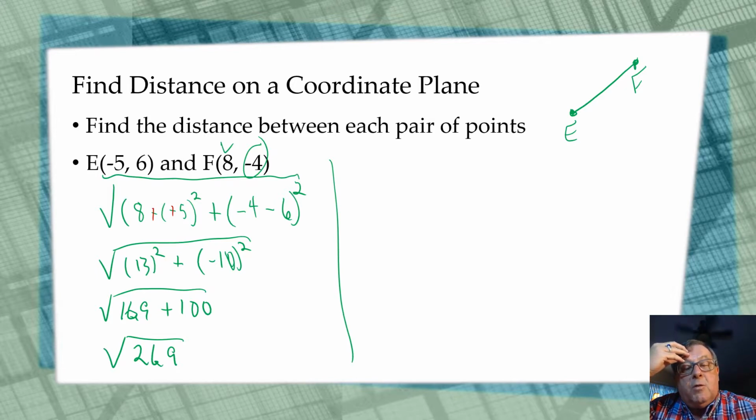Well, let's see. 2 squared. 2 is a prime number. 2 squared is 4. Well, I know 269 can't be divisible by 4 because it's not an even number. It's an odd number, and any number that's divisible by 4 is going to be an even number. Now, not every even number is divisible by 4, but if it's divisible by 4, it's going to be an even number. Let's see, 3 squared. Well, 3 squared is 9.